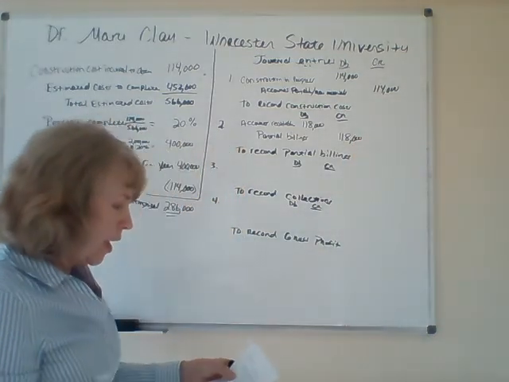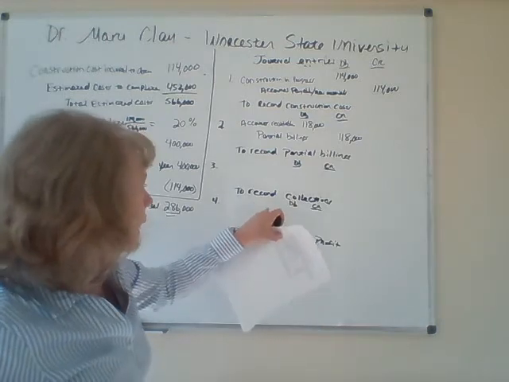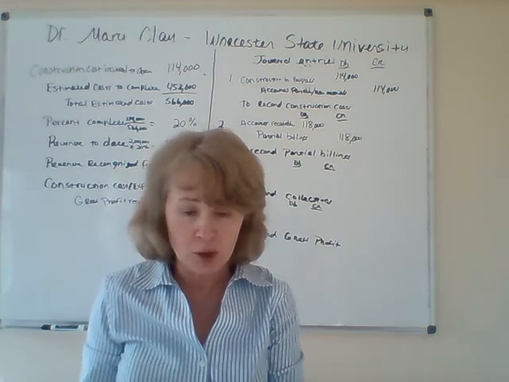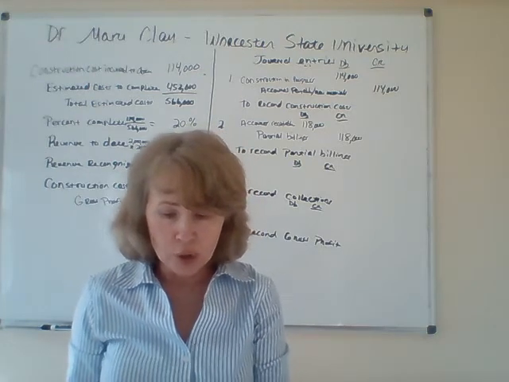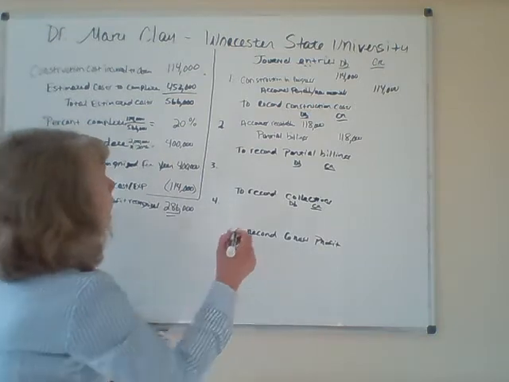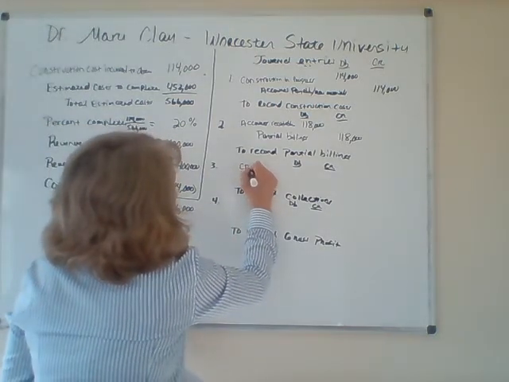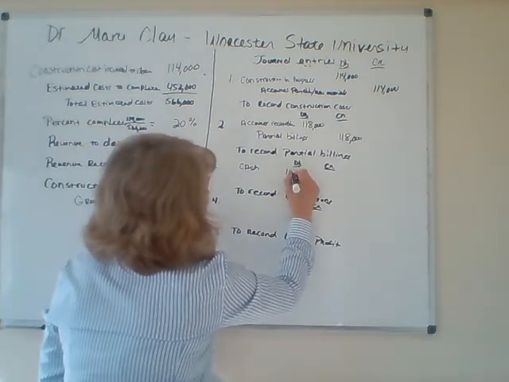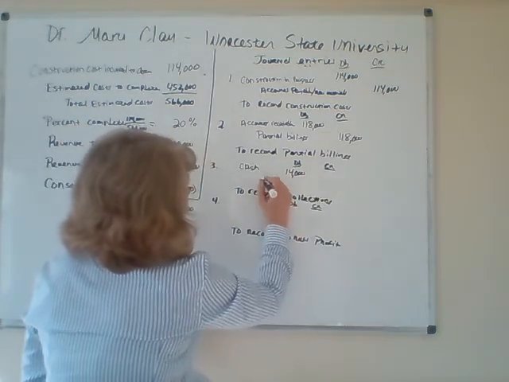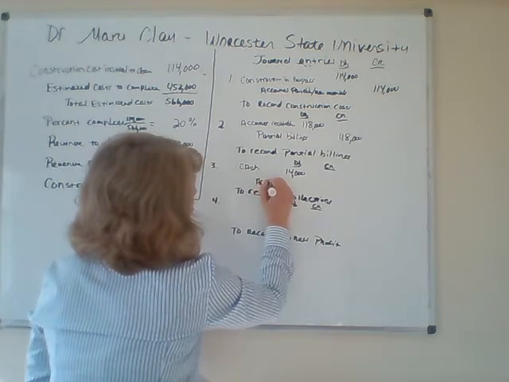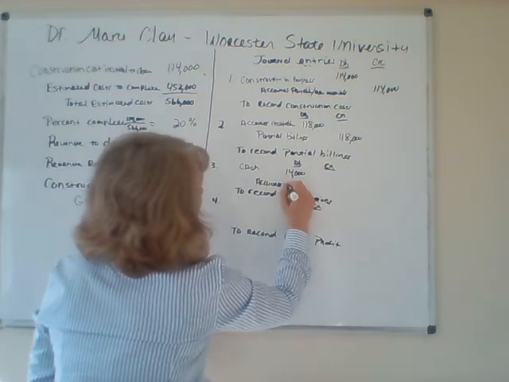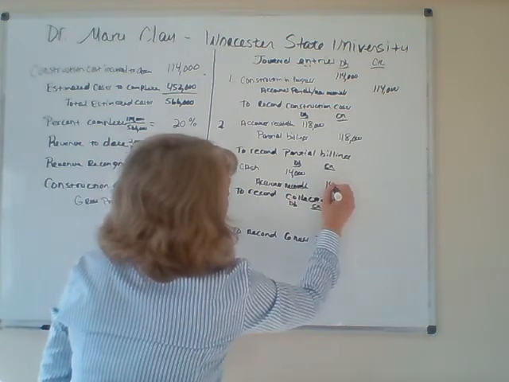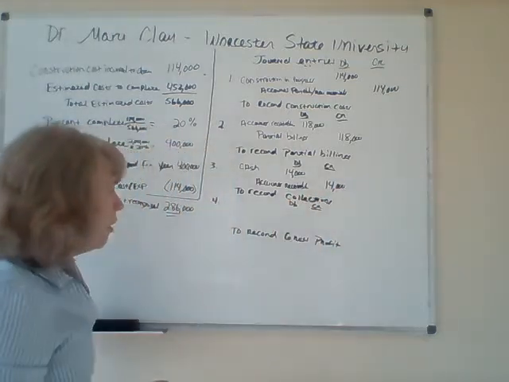All right, now, next one. We're going to make a journal entry to record collections. Well, think about Accounting 1. Collections from customers. Now you're recording that. You're going to debit cash for 14,000, and you're going to credit accounts receivable for 14,000. Okay?